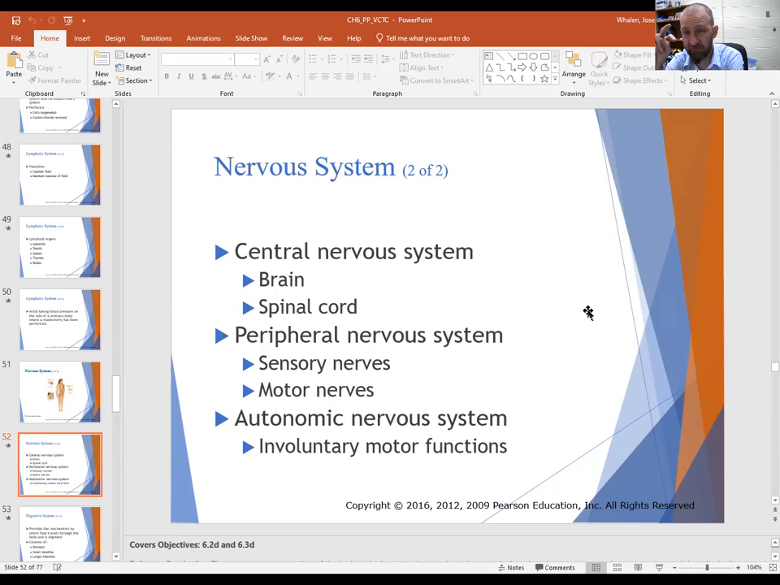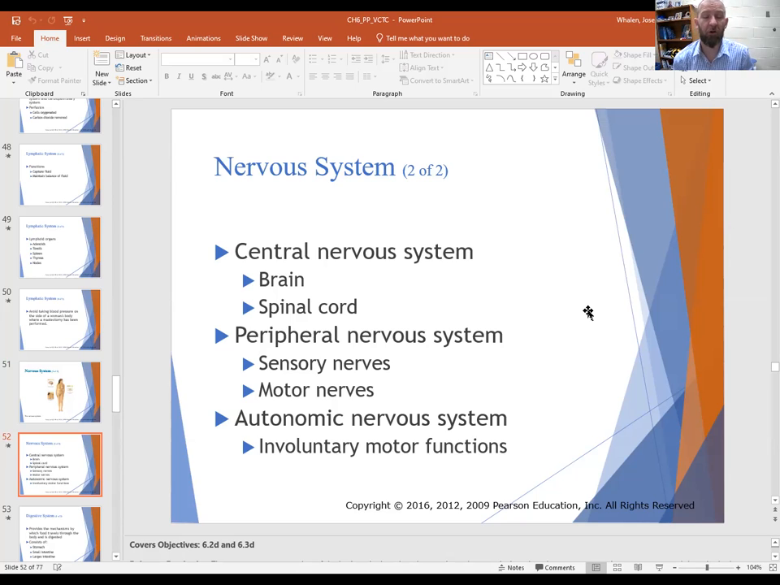So those two systems there, central and peripheral nervous systems, strictly deal with the anatomy. Now we have three systems that deal with jobs that the nervous system does. And the first is the autonomic nervous system. Now we know that sounds like automatic. So that's a good thing, because it tells us what it does.